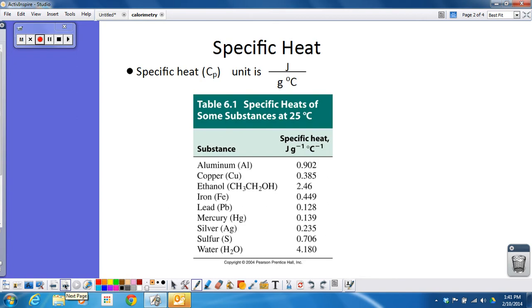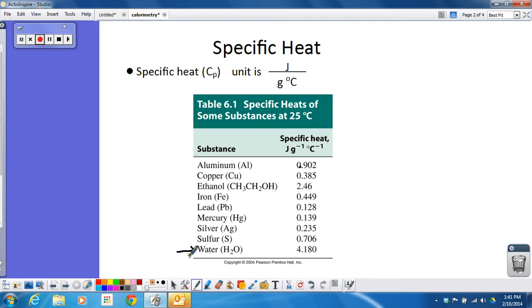Okay, specific heat, which is abbreviated CP, is the amount of heat that's required to raise 1 gram of water 1 degree Celsius. So, on this chart for aluminum, the amount of heat required to raise 1 gram of aluminum 1 degree Celsius is 0.902 joules. So you can see in this chart that metals typically have low specific heats. And you'll notice that water has a very high specific heat.